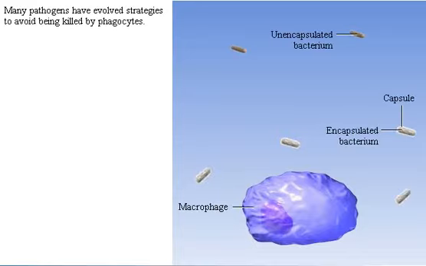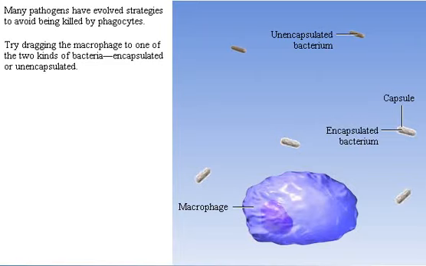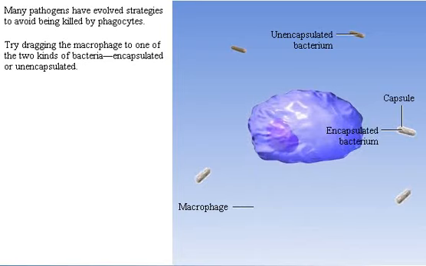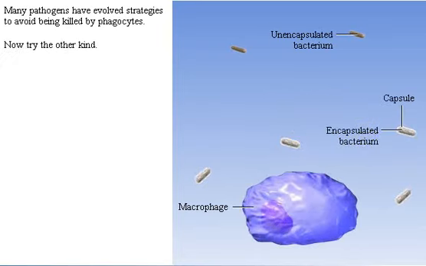Pathogens and the immune system are involved in an evolutionary arms race. Many pathogens have evolved strategies to avoid being killed by phagocytes. Try dragging the macrophage to one of the two kinds of bacteria, encapsulated and unencapsulated. Now try the other kind.